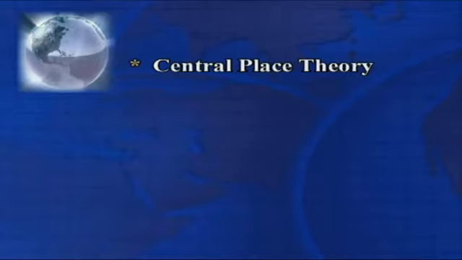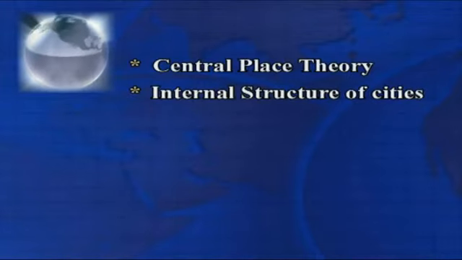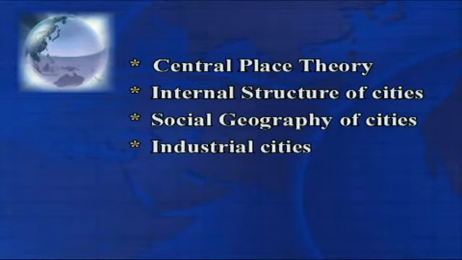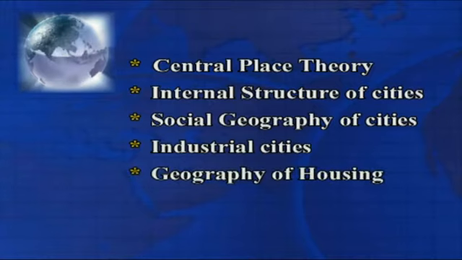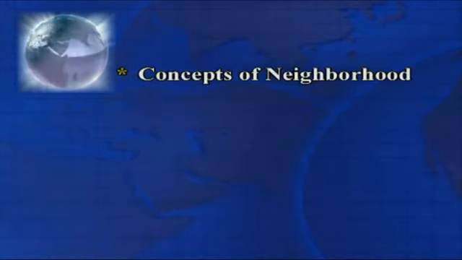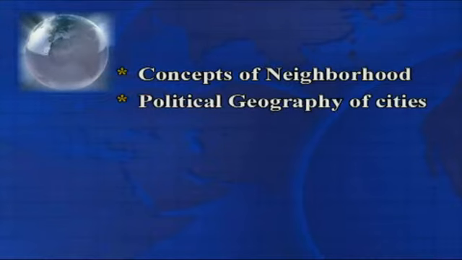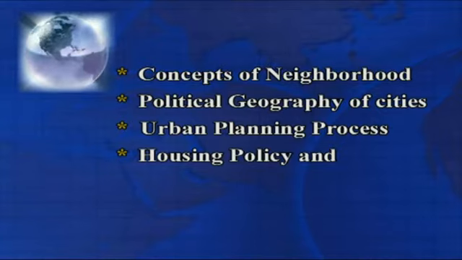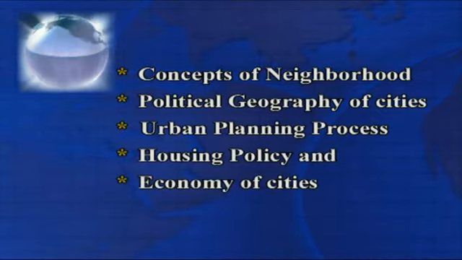There is yet another dimension of study in urban geography. It is related to the theories, notions and arrangements of cities. In this, aspects like central place theory, internal structure of cities, social geography of cities, industrial cities, geography of housing, twin cities, the concept of neighborhood, political geography of cities, urban planning process, housing policy and economy of cities, all are studied under this group.